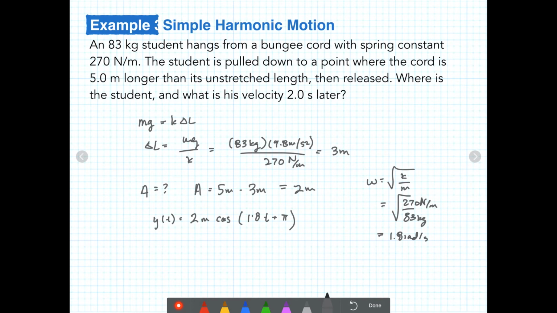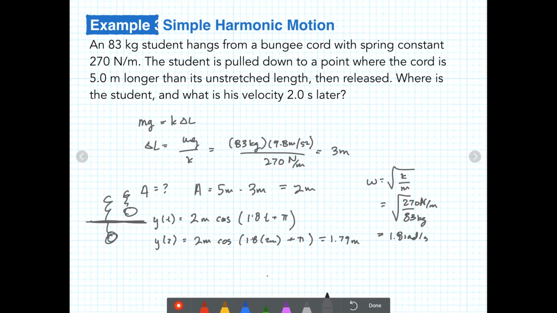If you want to figure out where you are 2 seconds later, you just plug in 2. So this is 2 meters cosine of 1.8 times 2 plus pi, and this should give you 1.79 meters. So he starts sort of down here, and then he ends up here. Our equilibrium point's somewhere there.